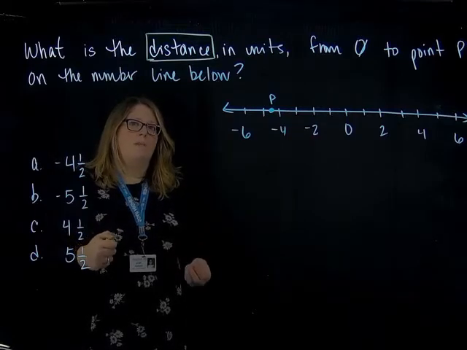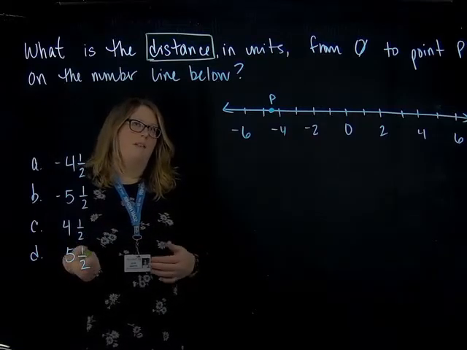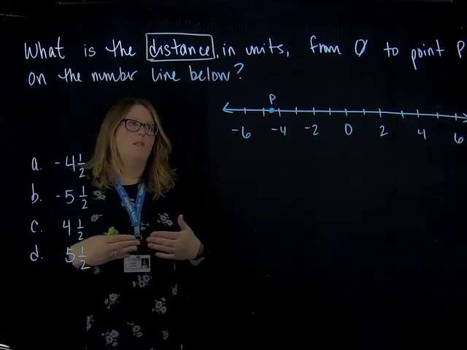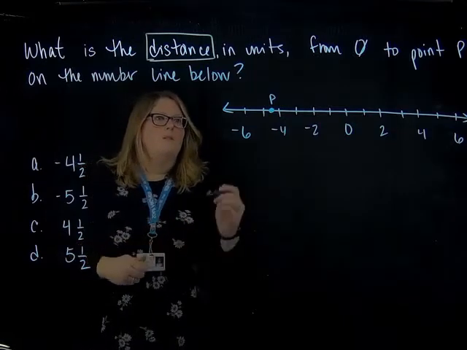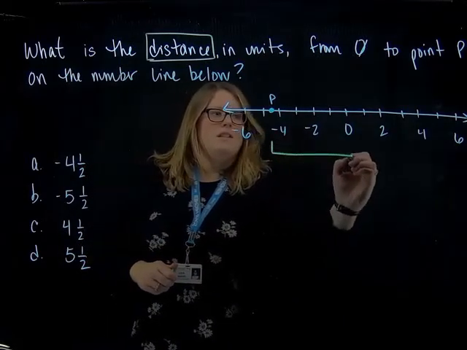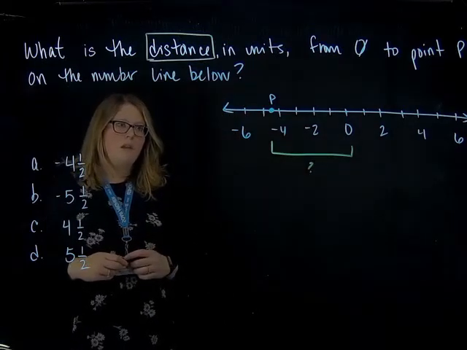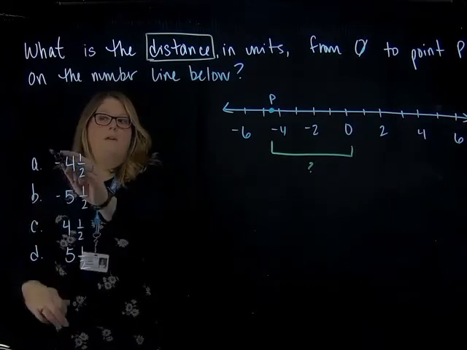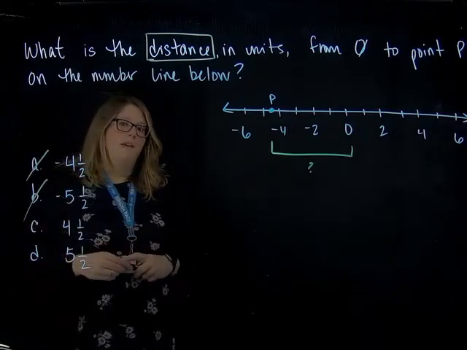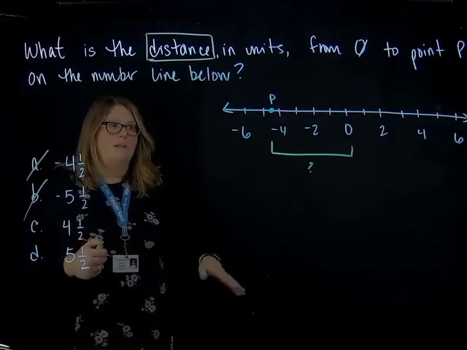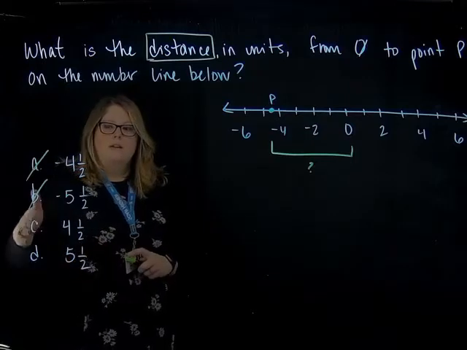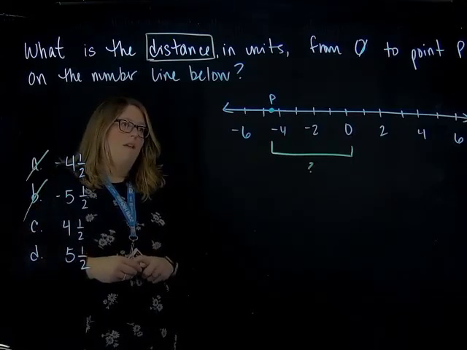The value of point P is -4.5, but it's not asking that. It's saying what is the distance from 0 to point P. So really we have to think of what is this distance here, and again being a positive number. So A and B are out because they're negative. That's helpful to just know that doesn't make sense. So now here 4.5 and 5.5.